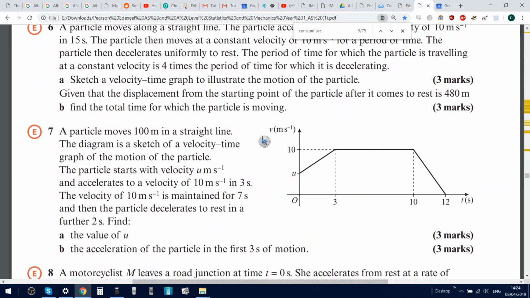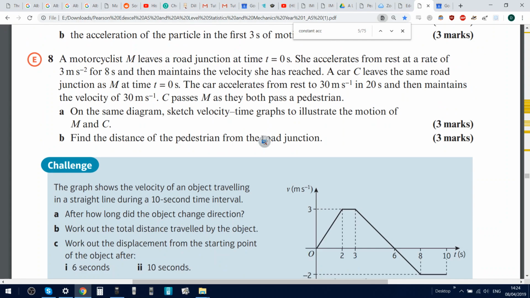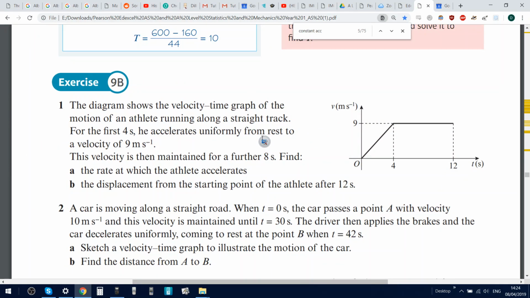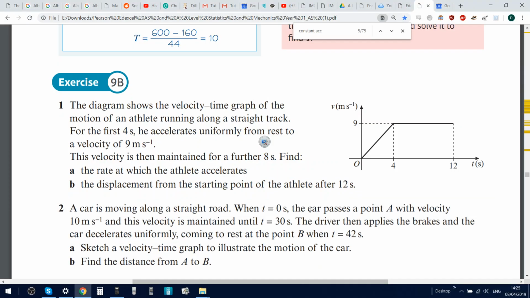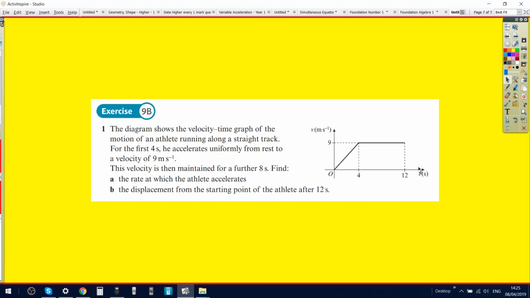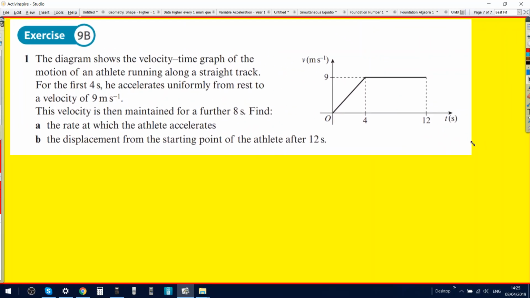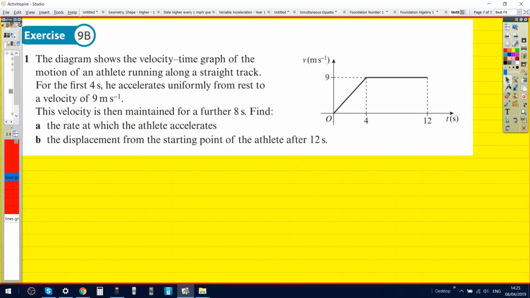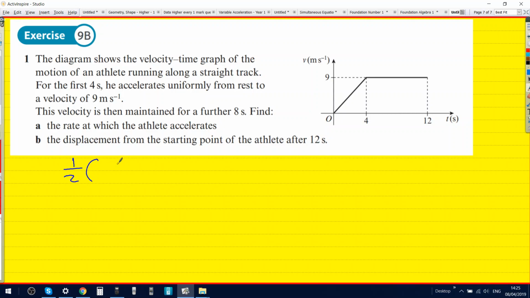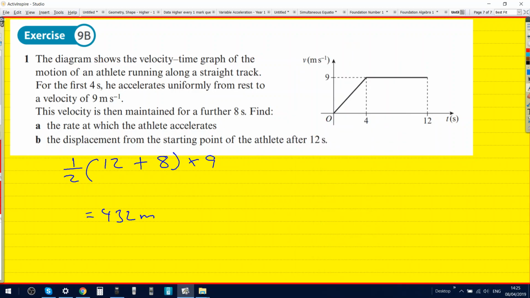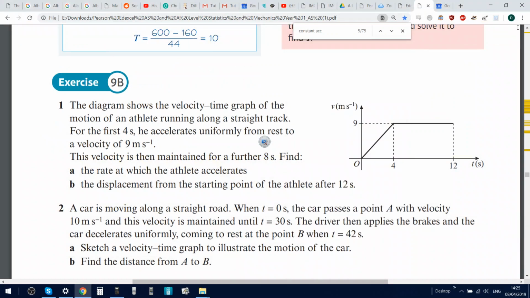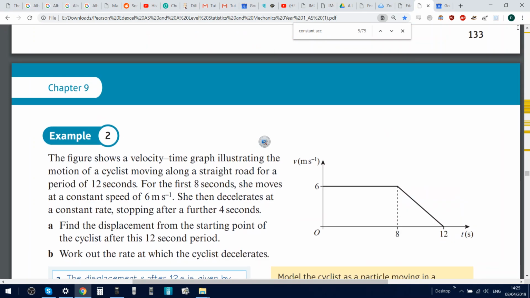Let me just take a look. The value of the acceleration, we could. How about this question 1? What is the displacement for this one? So part B. So half 12 times 8 in brackets times 9. So that'd be 432. Great. Okay. So I think once you're good at that one, it's easier than the triangle stuff. Yeah. Lots of triangles and stuff going on.